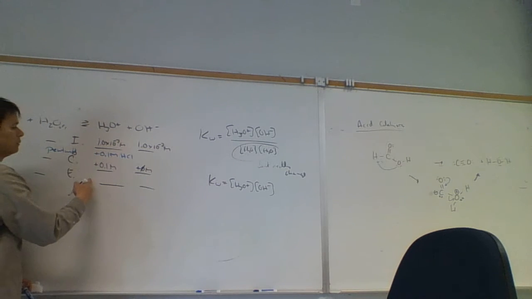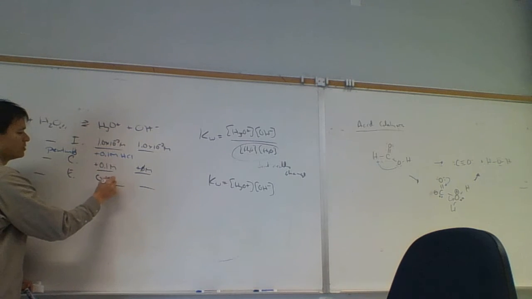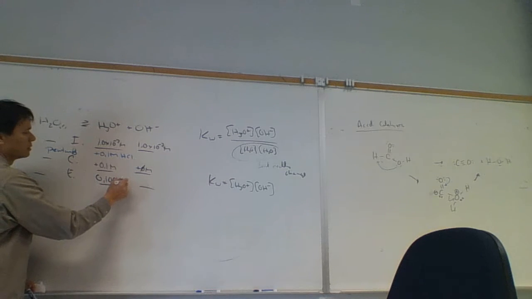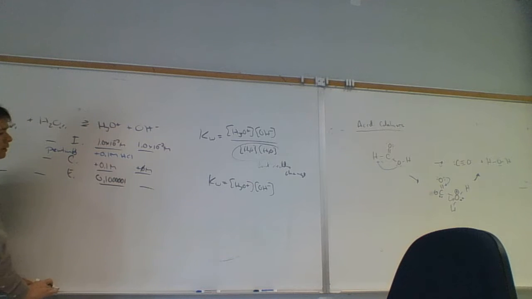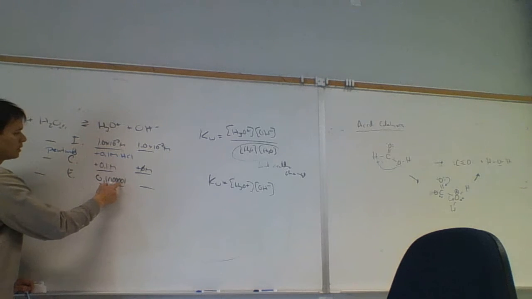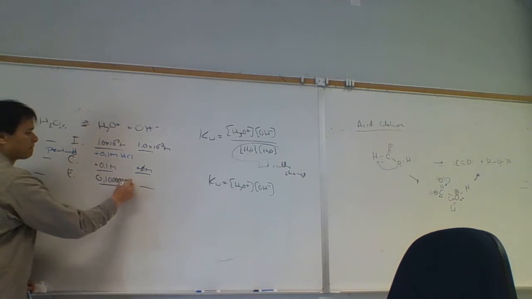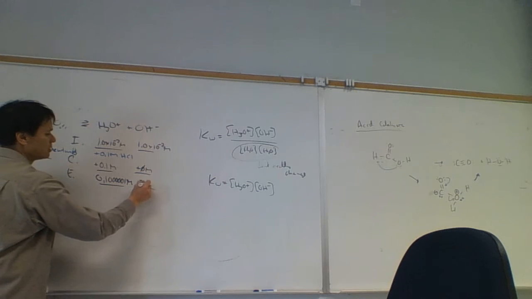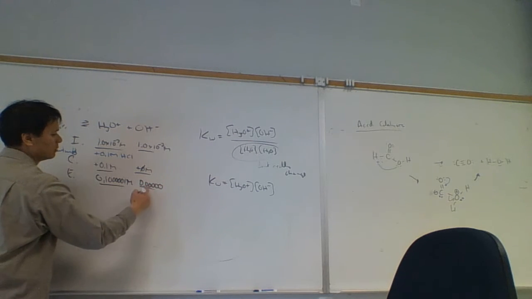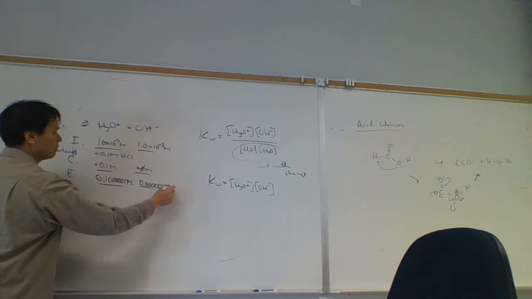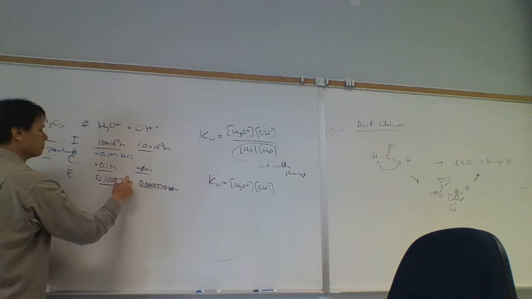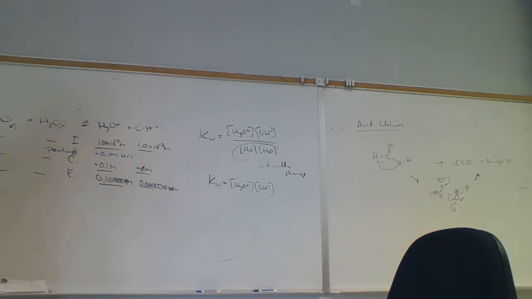And so, at the end of this, I'm going to get 0.1, and then 0.0000001 with six zeros, 1, 0 molar. All right, so I'm going to have something like this, but this is no longer going to be at equilibrium.